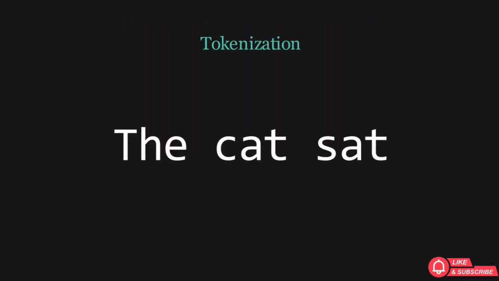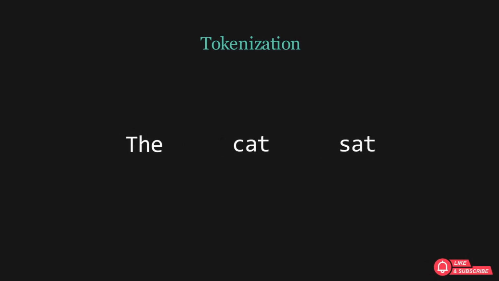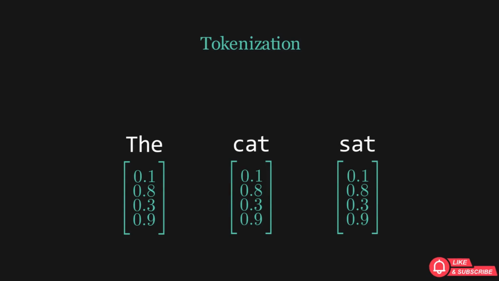First, we break raw text into small pieces called tokens. Each token is converted into a list of numbers called an embedding. But the model doesn't inherently know word order. We fix this by injecting positional encodings. These act like timestamps, ensuring cat-sat isn't sat-cat.